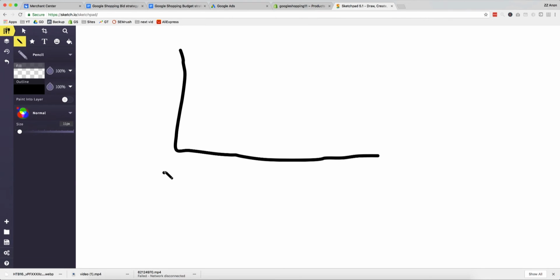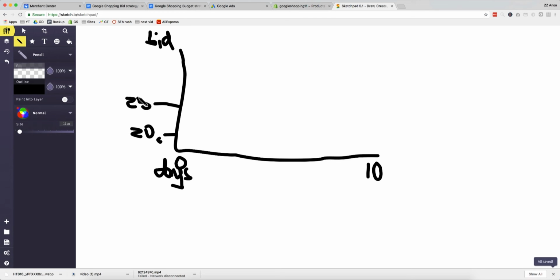So on the bottom, we'll put days. This is 0, this is 10 days, say, and up here, this is the bid. So say this is like 20 cents, 25 cents, 30 cents.